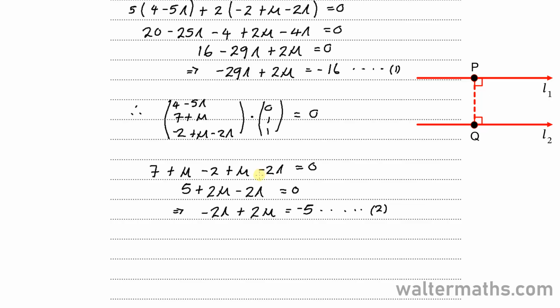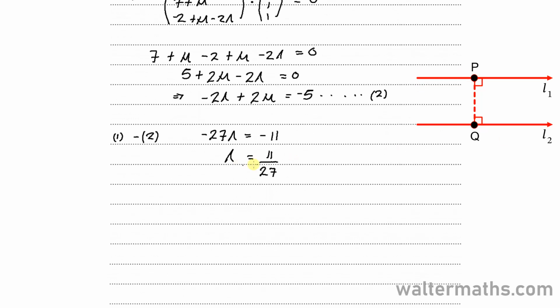Okay, and we can do that by subtracting equation 1 minus equation 2. That's by the elimination method. So minus 29 lambda minus minus 2 lambda will give us minus 27 lambda. Then 2 mu minus 2 mu is 0, so these two are eliminated. Then minus 16 minus minus 5 gives us minus 11. So lambda comes out as 11 over 27.